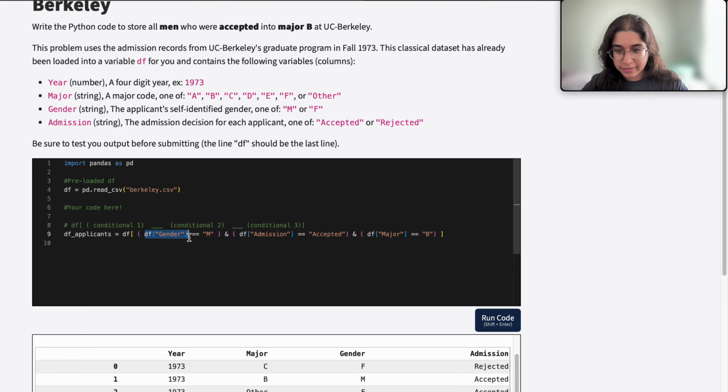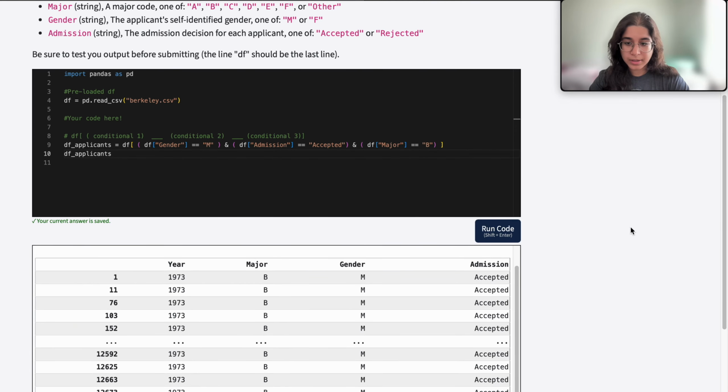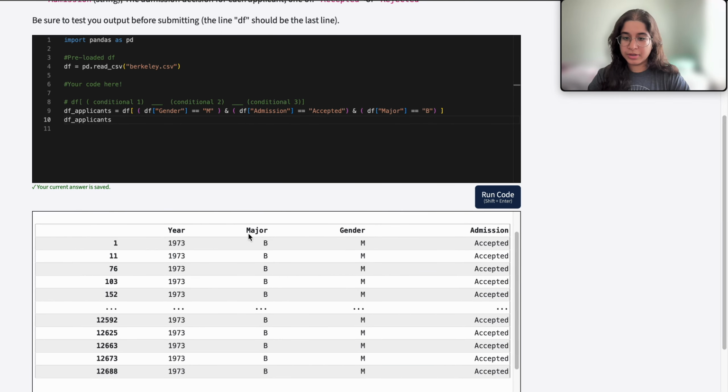And the DF brackets gender, DF brackets admission, DF brackets major is kind of like the column that we're talking about. And then what comes after that is the rest of our conditional, which shows the criteria that is basically stated in the question. So now when I go ahead and print out DF applicants, it should basically show all applicants from major B who were males and who were all accepted, right?